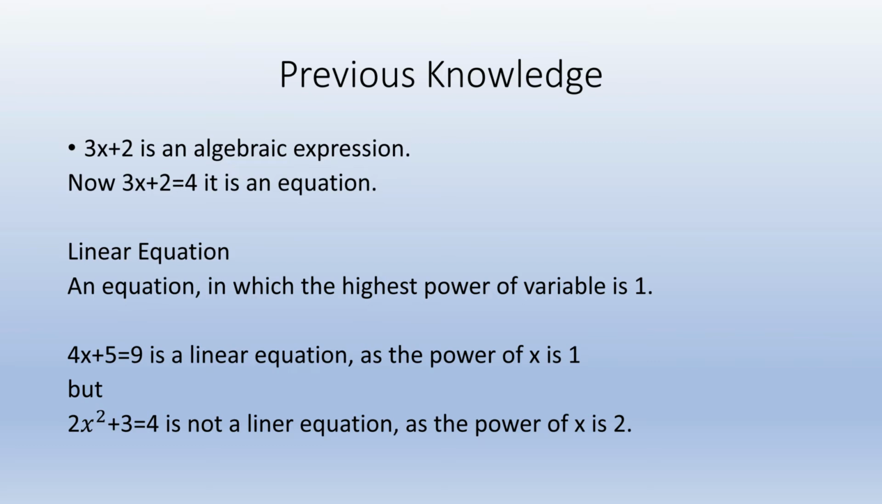Can you tell me what a linear equation is? Yes, it is an equation in which the highest power of the variable is 1. For example, 4x plus 5 equal to 9 is a linear equation because the power of x is 1 here. But 2x squared plus 3 equal to 4 is not a linear equation, as the power of x here is 2.